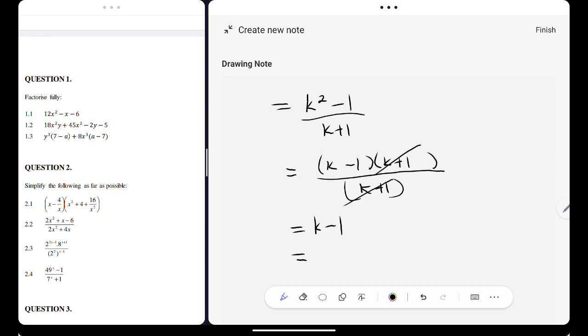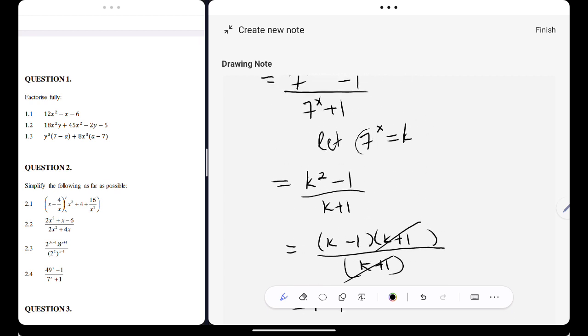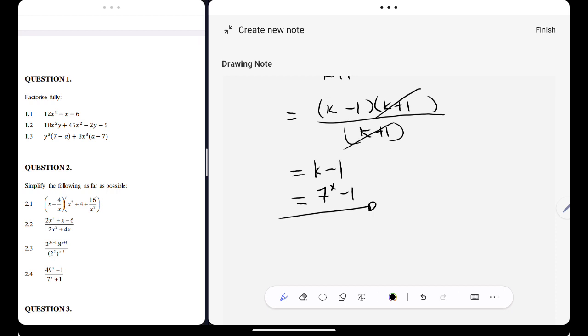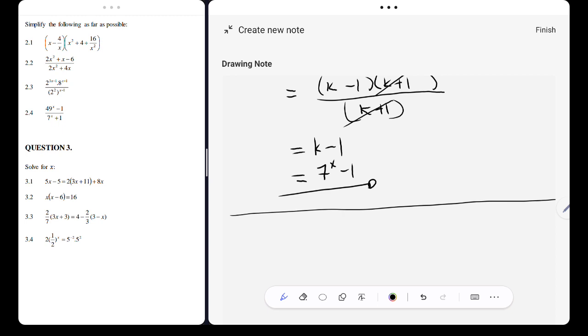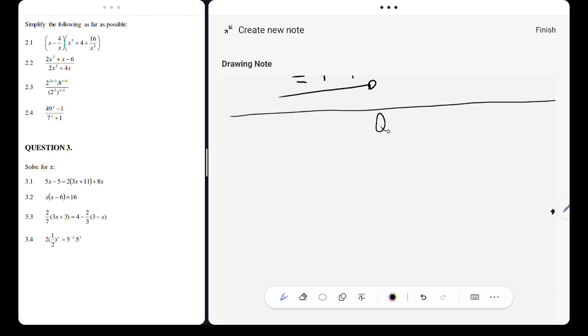But initially I wasn't given k. K was just a tool to simplify things for me. So whenever I see k, I'll put this guy back. So I'll have 7 to the power x minus 1. Now this is fully simplified. Then now let's move to question 3. Question 3, we are supposed to solve x.